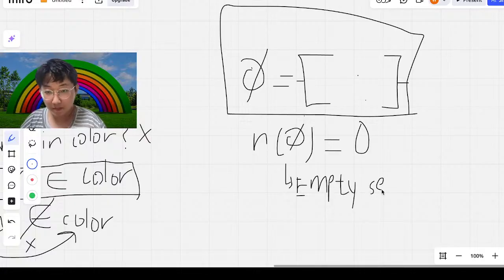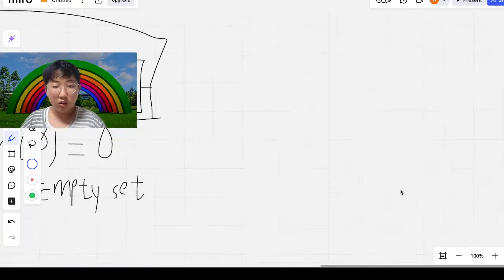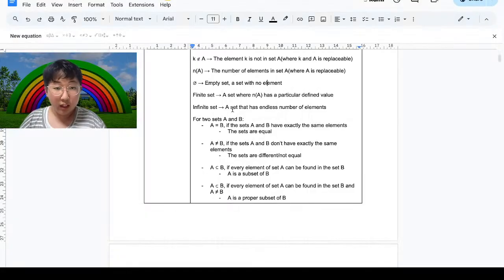Empty set. Alright, so that's how far we got. So we have this empty set. What is a finite set and an infinite set?